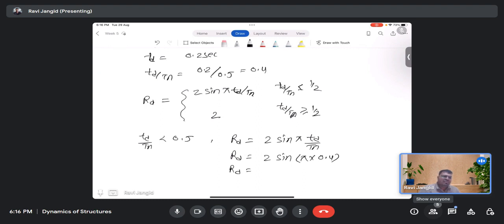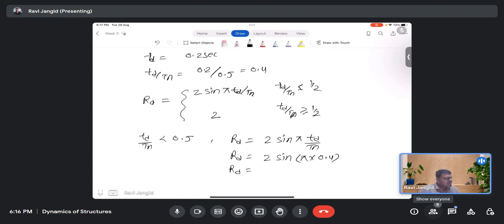So in the class, you have compared TD by TN as less than 0.25 or greater than 0.25, is it? In class, Sar told 0.5, but in problem solving, it is compared with 0.25. That was a different problem, might be because they considered the area of the impulse. No, no, similarly, what you have done here is the same thing, but here it should be 0.5, not 0.25. Okay.